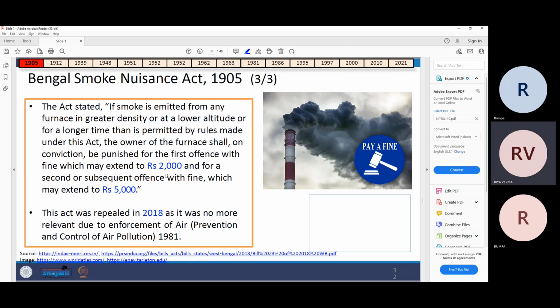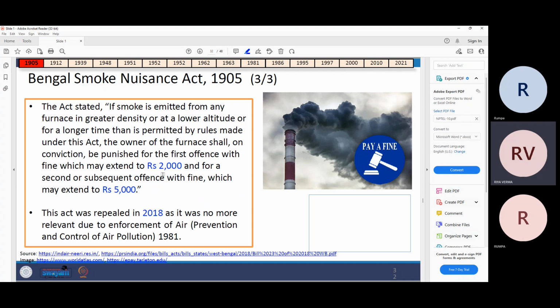So these are the kind of penalties or punishments that were given to the person whoever is creating the pollution, that if the smoke is emitted from any furnace, if it is greater in density, or it is being released at some lower altitudes, then the first time fine was about 2000, and again if second time the same problem is found, then a fine up to rupees 5000 has been levied on the person.